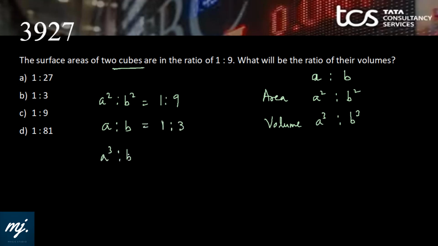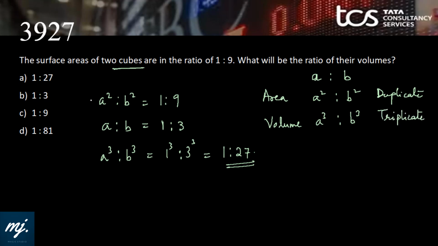Then triplicate ratio A³:B³ would be 1³:3³, that is 1:27. Ratio of the volume is 1:27. I've just used the concept of duplicate ratio and triplicate ratio. While going back, we have used the concept of from here to here subduplicate ratio and then triplicate ratio. 1:27, option A fits in.